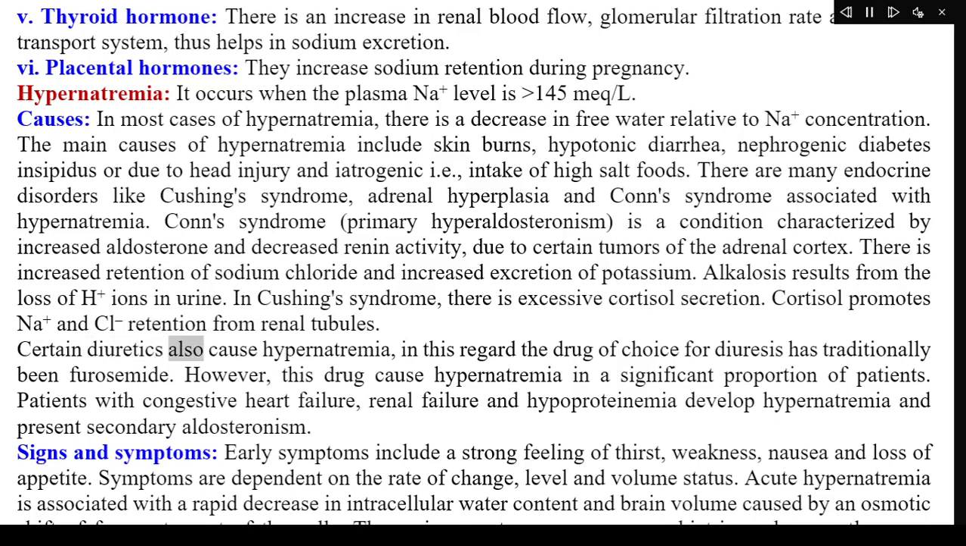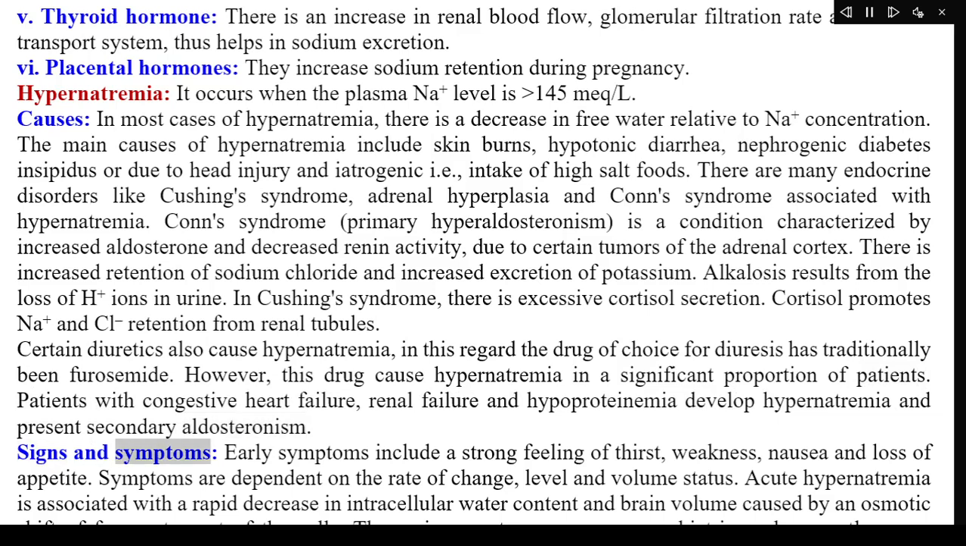Certain diuretics also cause hypernatremia. In this regard, the drug of choice for diuresis has traditionally been furosemide. However, this drug causes hypernatremia in a significant proportion of patients. Patients with congestive heart failure, renal failure, and hypoproteinemia develop hypernatremia and present secondary aldosteronism.